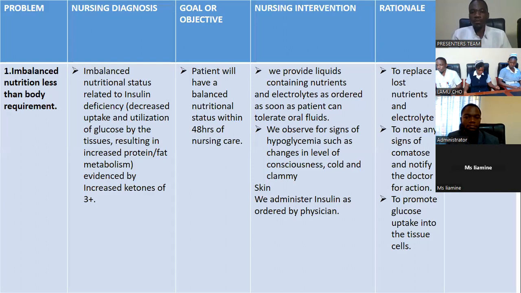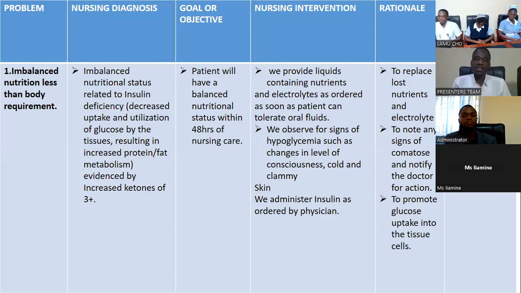Our first intervention was that we would provide liquids containing nutrients and electrolytes as ordered as soon as the patient can tolerate oral fluids. Our rationale for this intervention was that we would do it to replace lost nutrients and electrolytes. Our second intervention was we would observe for signs of hypoglycemia.